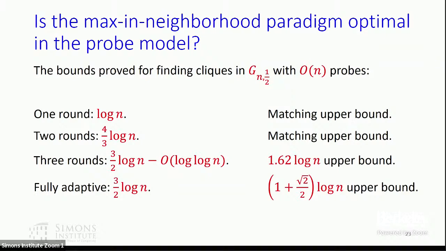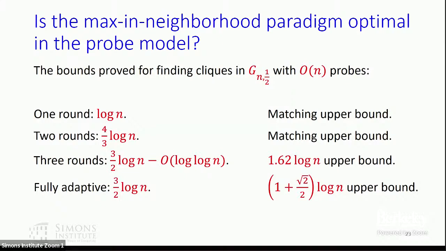So for one round, we know that it's optimal, that you cannot find a clique larger than log n. For 2 rounds, we also know that it's optimal, that you cannot find a clique larger than 4/3 log n. For 3 rounds, we don't know. We have an upper bound of 1.6, 1.62, instead of 1.5.